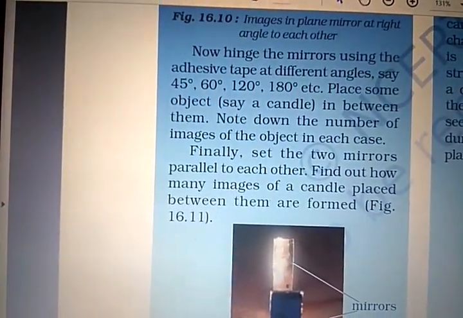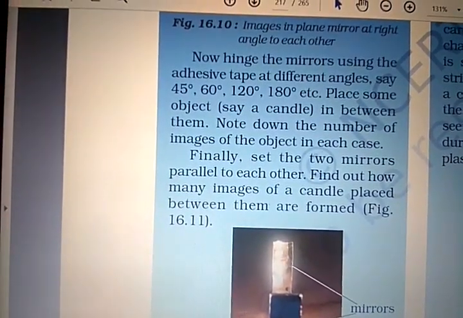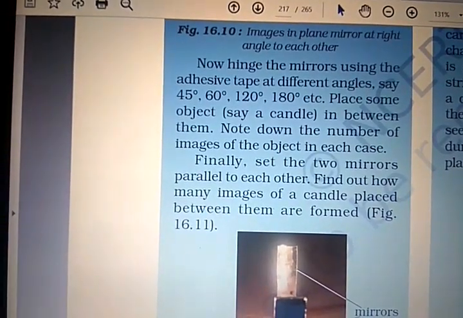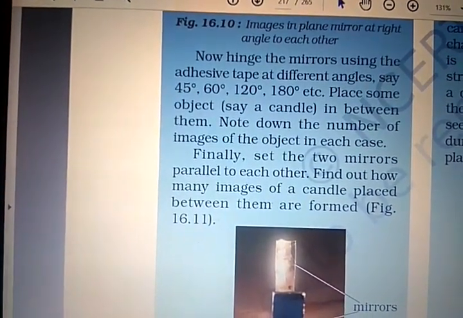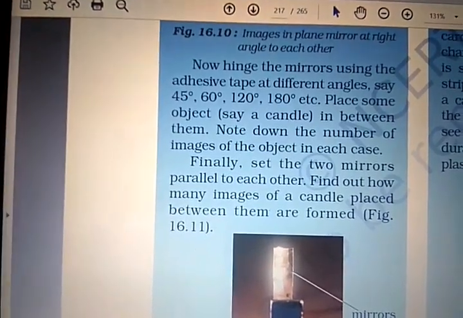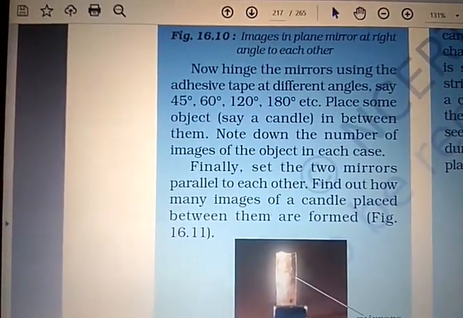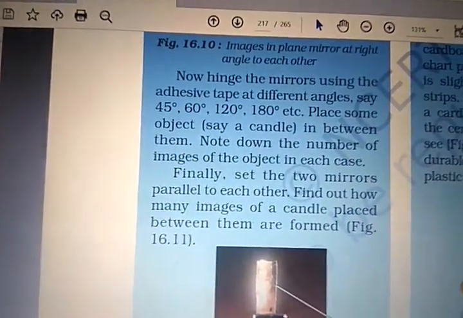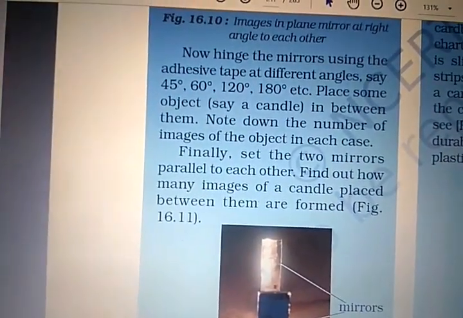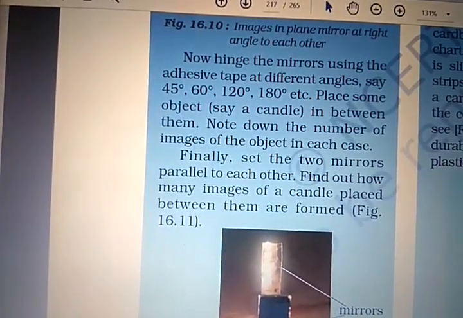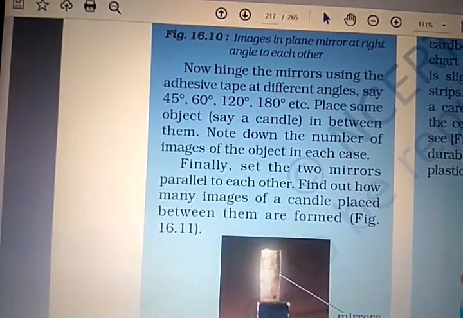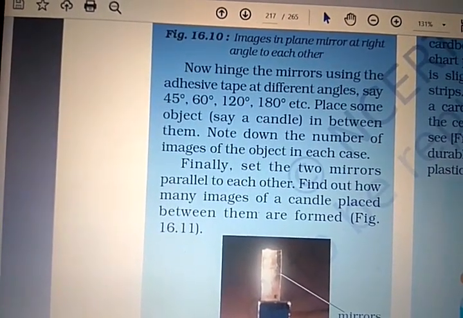When you keep two mirrors at 60 degrees, how many images can you find? 360 upon 60 means 6, since 6 sixes are 36. 6 minus 1 is 5. So you can get 5 images, right? Now if you put the two plane mirrors at 120 degrees, so 120 times 3 is 360, 3 minus 1, that is 2 images, like that.